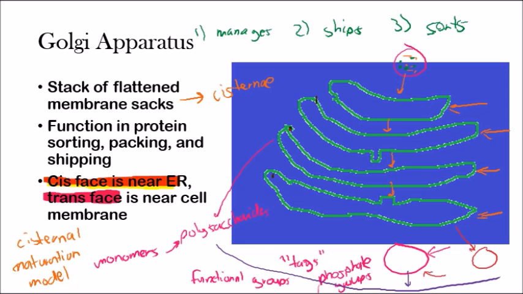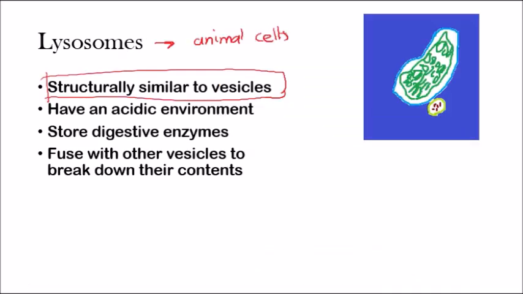And that, again, all depends on the tags. The tags tell what it's going to do. So this vesicle can go and form a lysosome. Lysosomes have an acidic environment. Remember, acidic environment means the pH is less than 7, and you have an excess amount of hydrogen ions, more hydrogen ions than hydroxide ions.